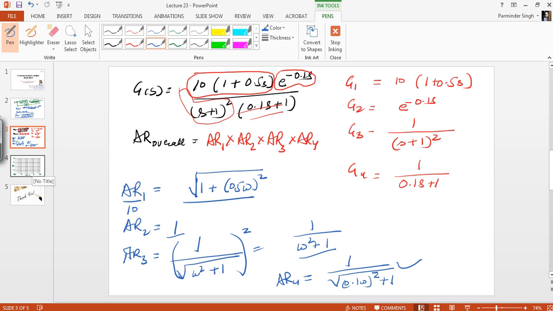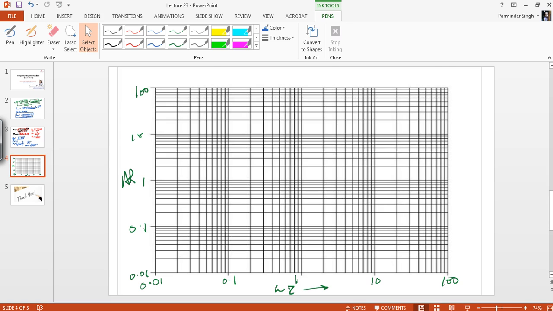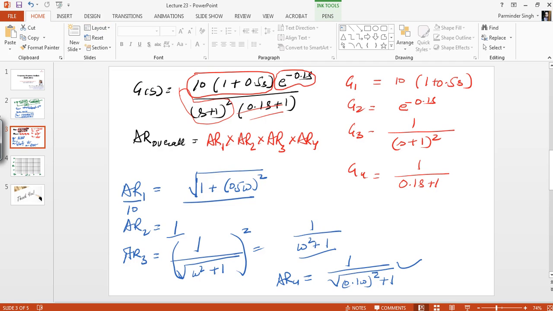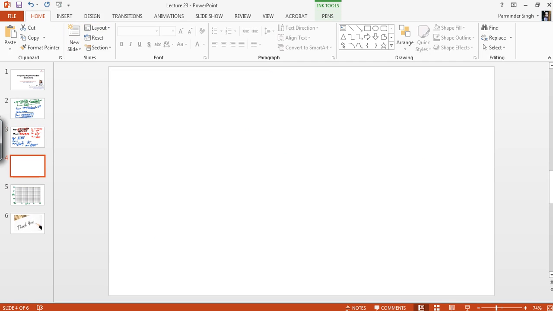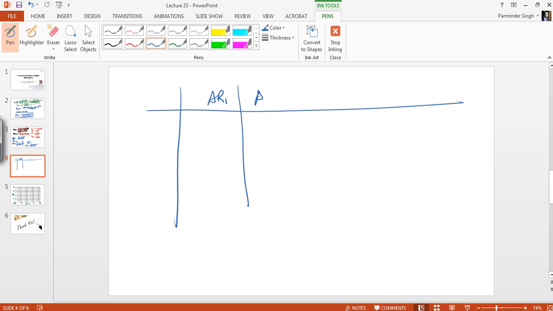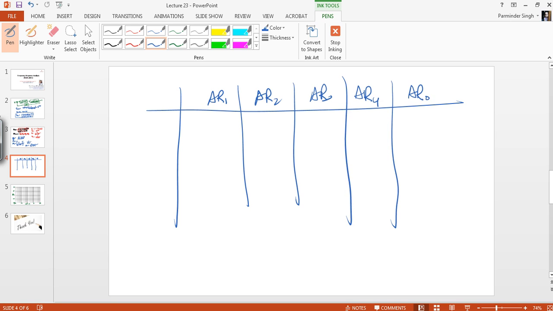Now for different values, how to plot this? In order to plot, what I do is I make a table, and then I can write AR1, AR2, AR3, AR4 and AR overall, and over here omega versus frequency. Now how many values have I taken? 0.1, 1, 10.